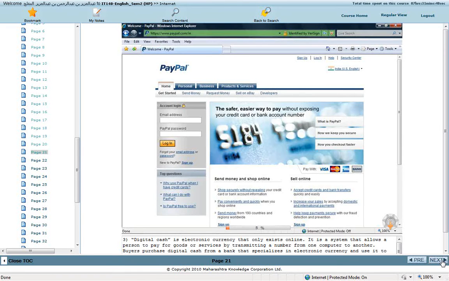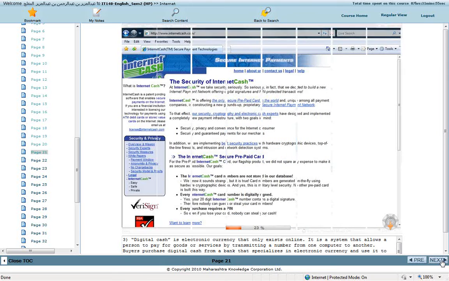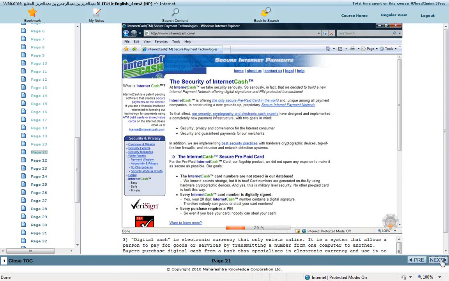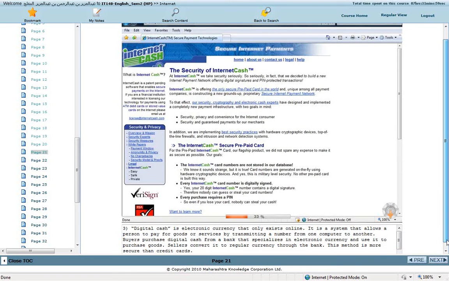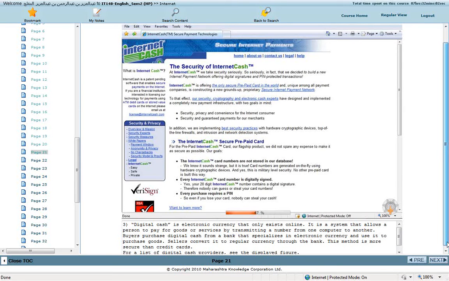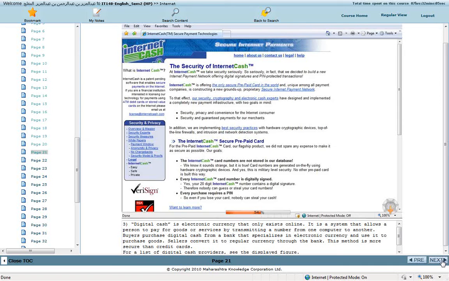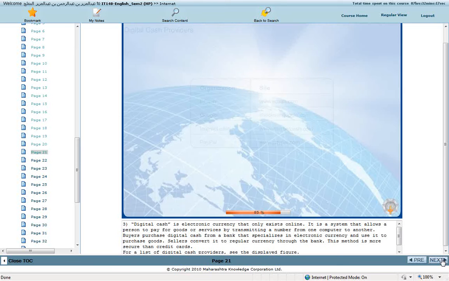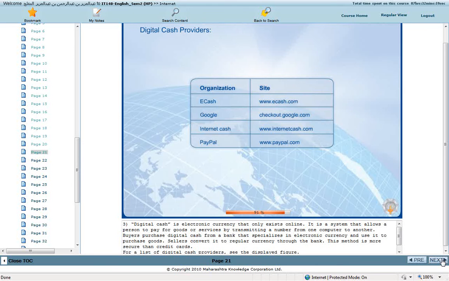Digital cash is electronic currency that only exists online. It is a system that allows a person to pay for goods or services by transmitting a number from one computer to another. Buyers purchase digital cash from a bank that specializes in electronic currency and use it to purchase goods. Sellers convert it to regular currency through the bank. This method is more secure than credit cards. For a list of digital cash providers, see the displayed figure.